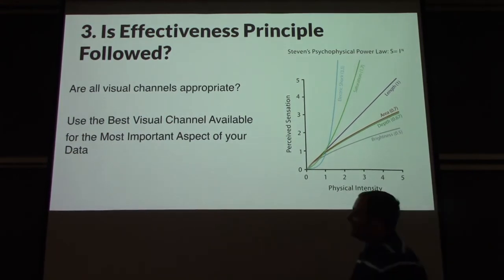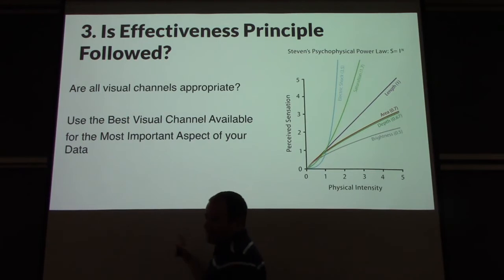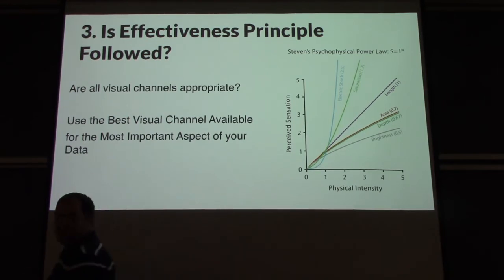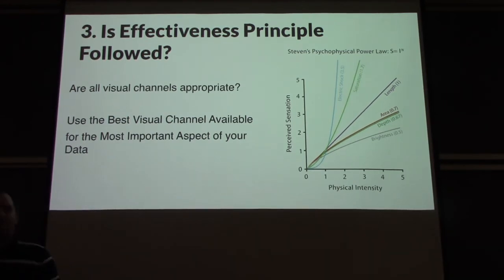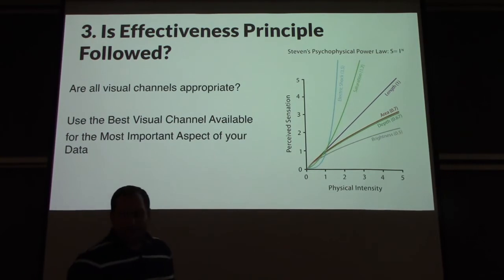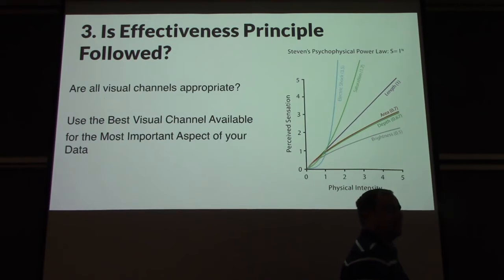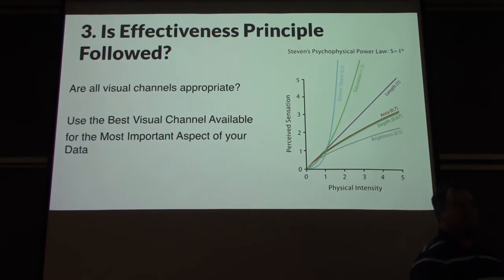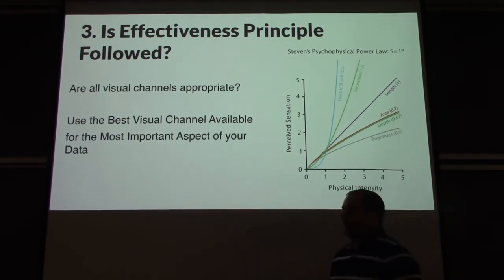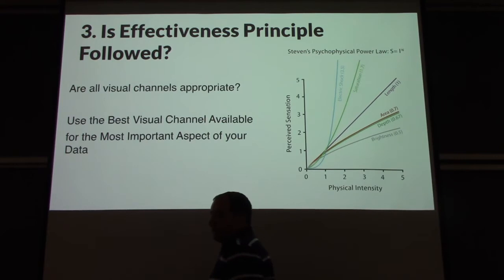The effectiveness principle was to use the best visual channel available for the most important aspect of your data. Essentially this means, did the designer of the visualization choose the proper marks and channels? We've only identified what they are. Now we think about whether these channels are appropriate.